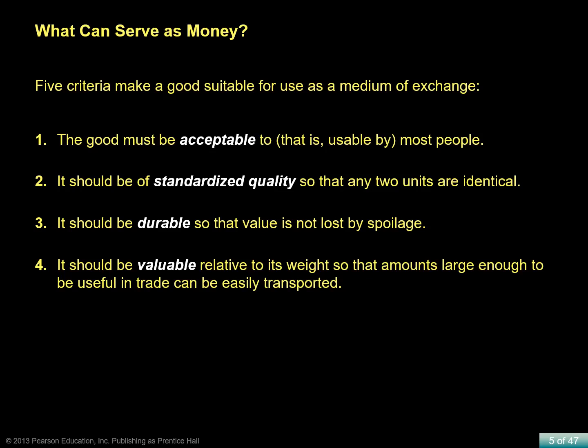It should also be valuable relative to its weight. So this is the reason why we don't have $1 million bills. In the past, we might have had $1 million bills, but the largest denomination of a dollar bill in the United States now is 100. And the reason for that is because the value has to be relative to its weight. So even though a $100 bill is worth 100 times that of a dollar bill, I would be very upset if I lost a $100 bill.